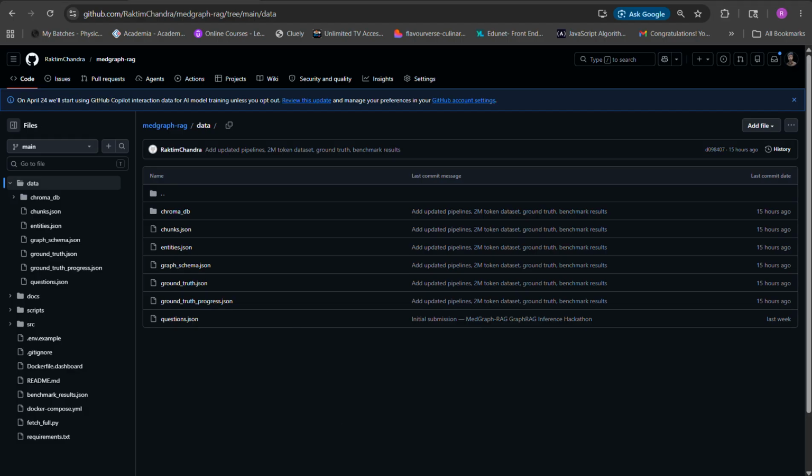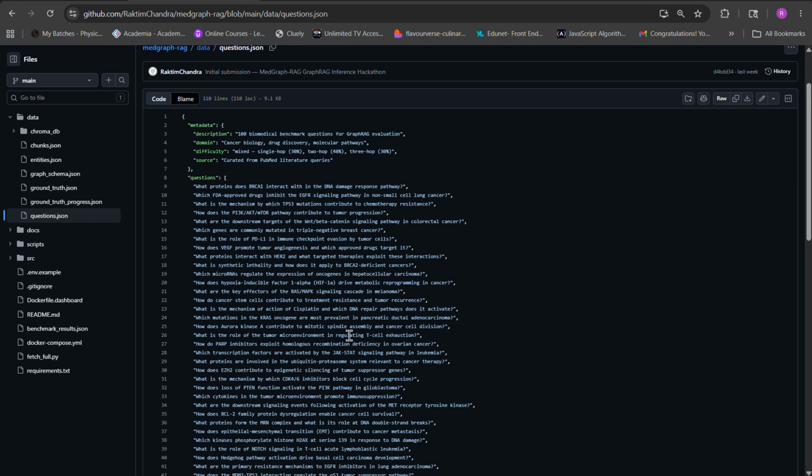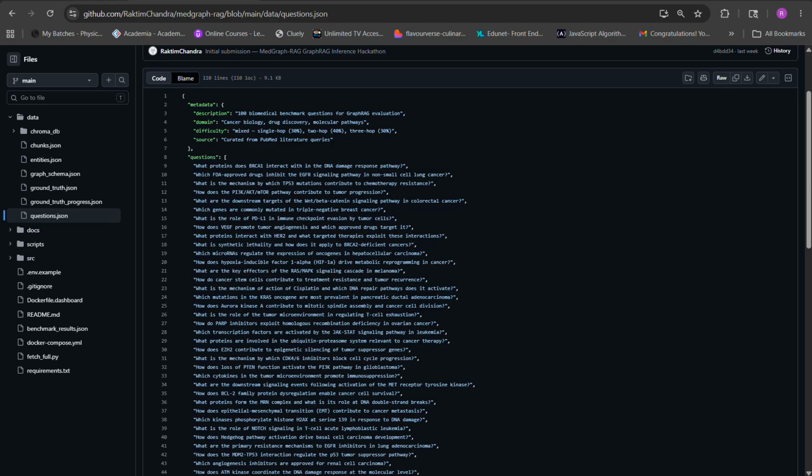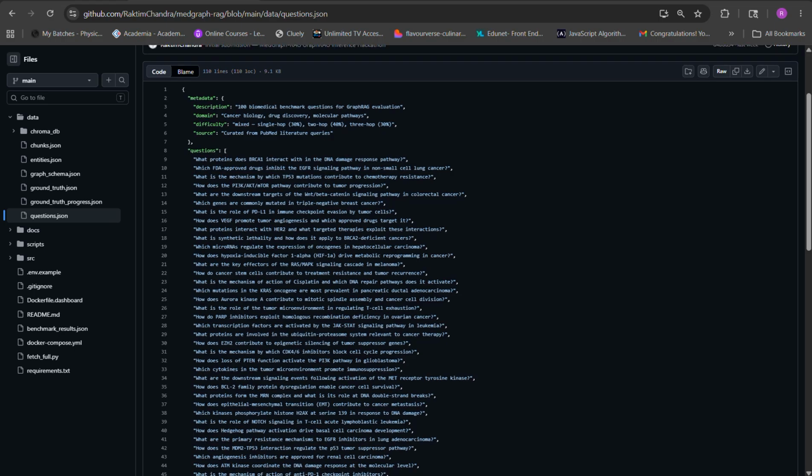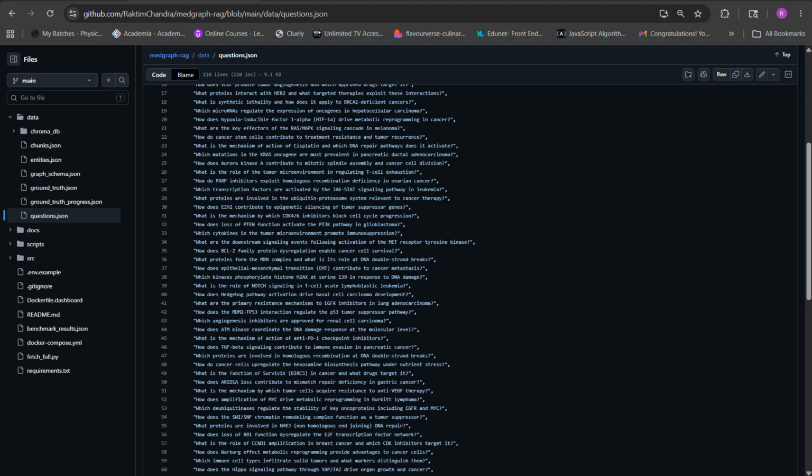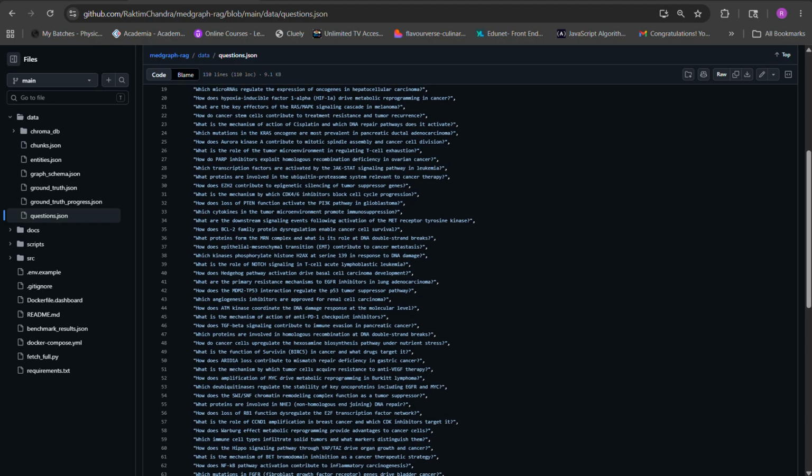Our dataset is the PubMed Open Access Cancer Research Corpus, containing 7,170 chunks, totaling 2.1 million tokens of biomedical literature covering genes, proteins, drugs, diseases, and molecular pathways. You can see our questions.json file here: 100 expert reference answers generated by a state-of-the-art language model and verified for biomedical accuracy. This is the gold standard we benchmark all three pipelines against.